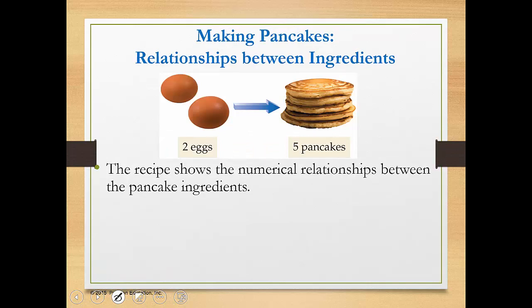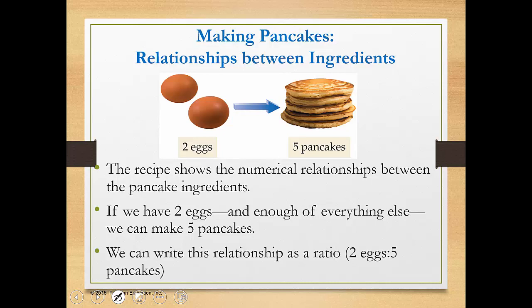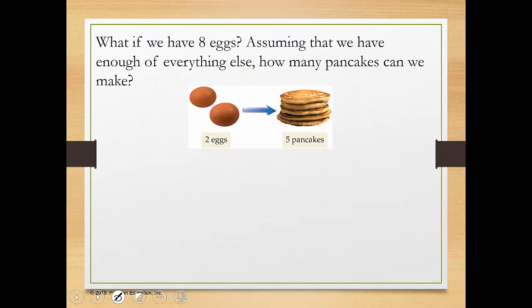So we have this numerical relationship. I need 2 eggs if I'm going to make 5 pancakes, for example. So if I have 2 eggs and I have at least enough of the flour and the baking powder, then I can make 5 pancakes. Now I can write that as a ratio, 2 eggs to 5 pancakes, which then gives me conversion factors. Anytime I can write a ratio, remember, I have a conversion factor. All right, well, let's say that I need at least 2 eggs to make these 5 pancakes. What if I have more eggs than that?